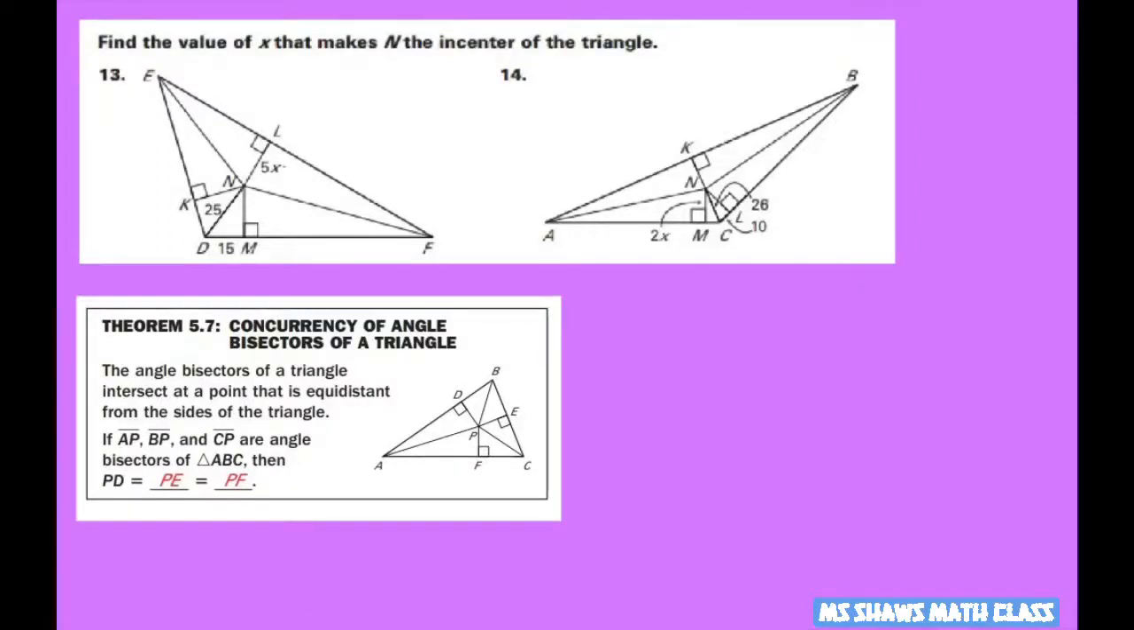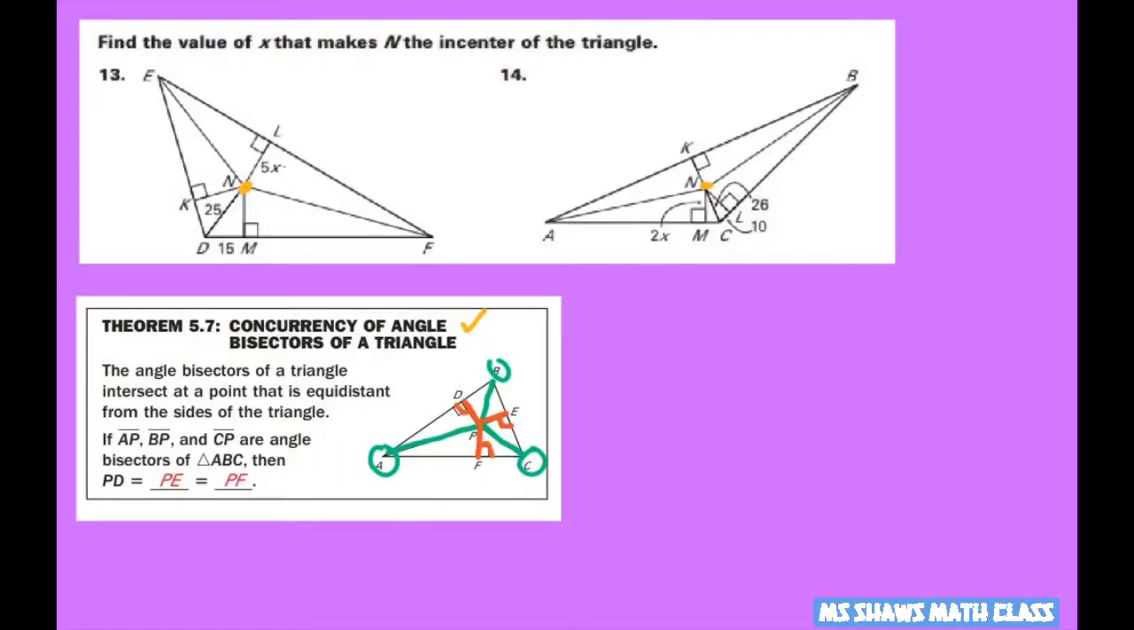Hi everyone, we're going to find the value of x that makes N here the incenter of the triangle. We're using the concurrency of angle bisectors of a triangle theorem, and basically what that says is if these lines here are angle bisectors, so bisecting B, C, and A, and they intersect at a point that is equal distance from the sides. So these would be right angles here.